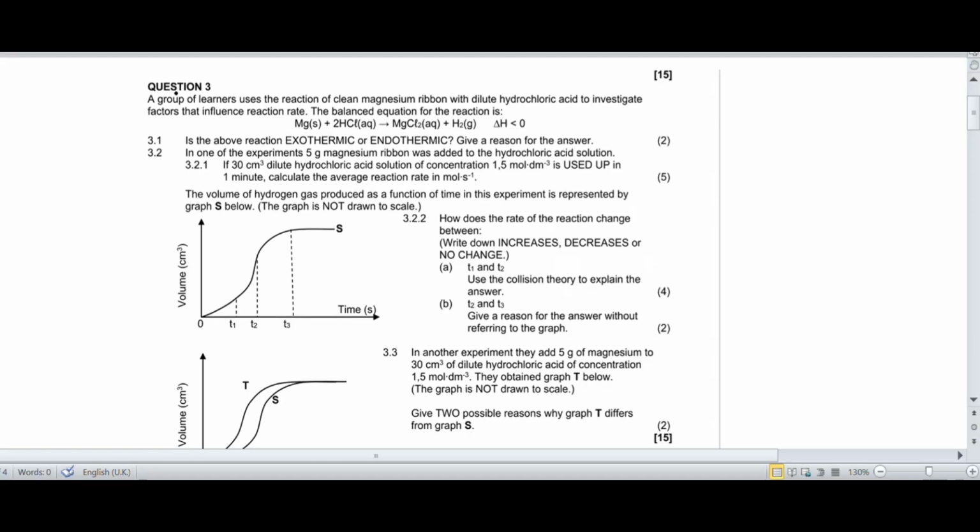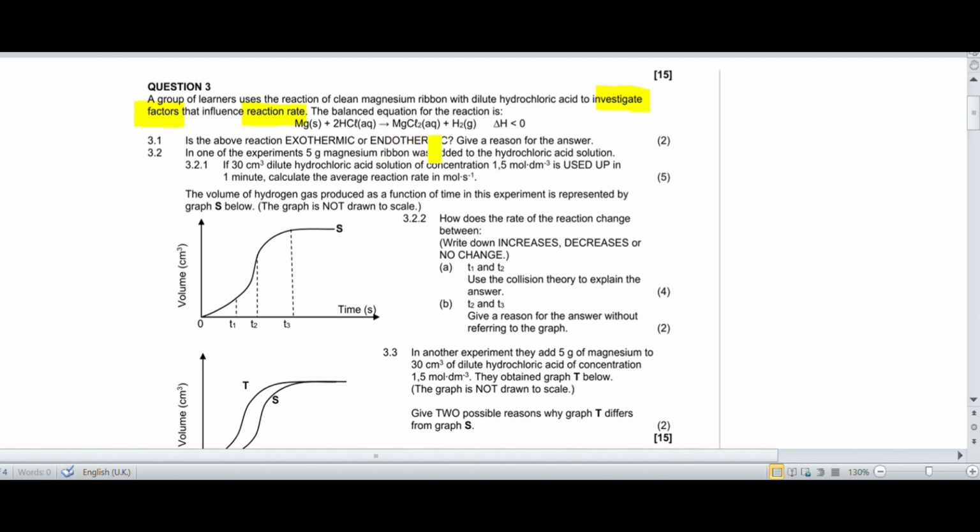Okay, a group of learners uses the reaction of clean magnesium ribbon with dilute hydrochloric acid to investigate factors that influence the rate of reaction. So the rate of reaction is the dependent variable. Then the factors will be the independent variable. Okay. Now, according to this, the magnesium reacts with 2 molecules of HCl.